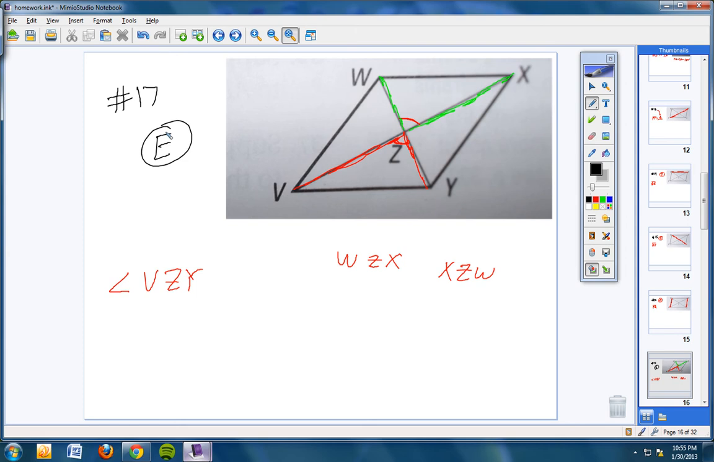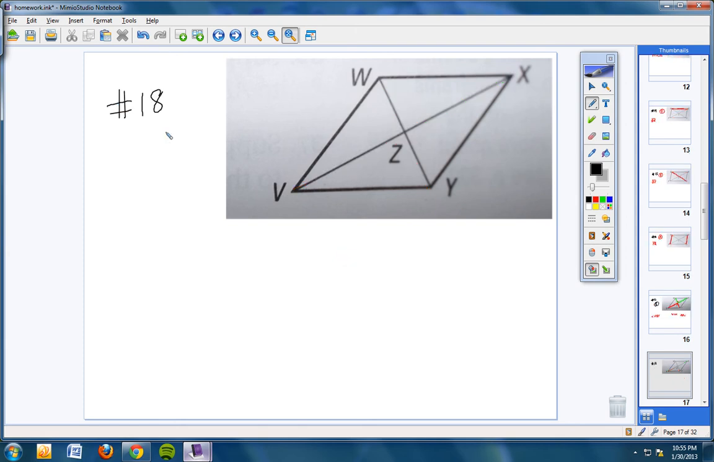All right, let's take a look at number 18. They want us to find an angle congruent to WVY. Here's W, here's V, here's Y. So W down to V, over to Y. This whole angle here we know is congruent to this angle over here. So look in your matching. It's either going to be WXY or YXW. It looks like it's YXW, which is letter H. So letter H is your answer.